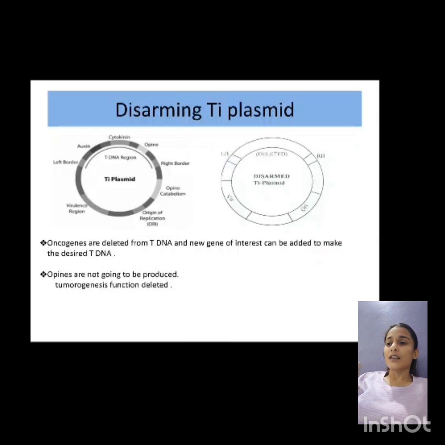This is how we can do that: disarming the Ti plasmid, in which oncogenes are deleted from the tDNA and a new gene of interest can be added to make the desired tDNA. It means we will delete the auxin, cytokinin, and opine regions, because these are responsible for tumorigenesis, like tumor formation in the plant. So we don't need that.